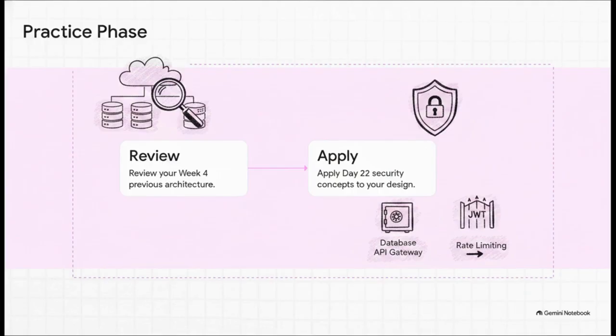Step 2. Apply these new Day 22 security concepts. I want you to look at every single connection point and ask yourself, where exactly is the JWT verified? How are those database passwords actually being managed? Is there rate limiting on the public-facing API gateway? Actively retrofitting your existing builds with these new defensive layers, that is where true mastery happens.